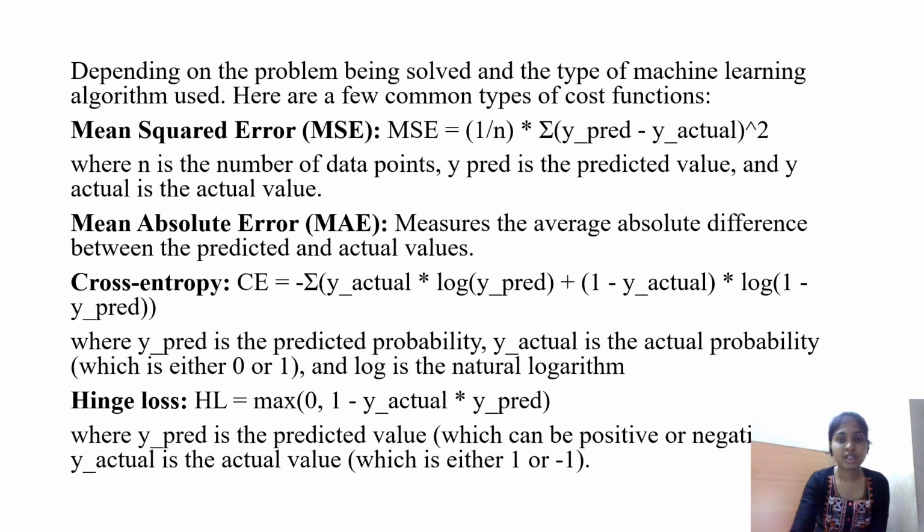Here are a few common types of cost functions. Mean squared error measures the average squared difference between the predicted and actual values. Mean absolute error measures the average absolute difference between the predicted and actual values. Cross entropy measures the difference between the predicted probability distribution and the actual probability distribution. Hinge loss, used for classification problems, measures the distance between the predicted and the actual boundaries.